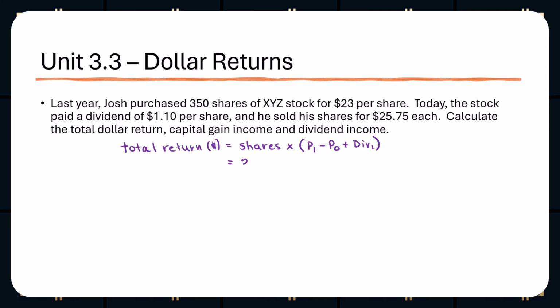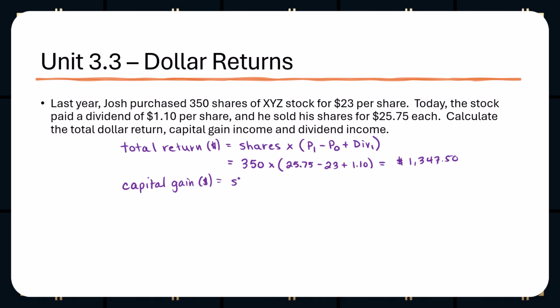If we write that out, that would be 350 shares times the $25.75 that he sold each share for, minus the $23 that he paid per share, plus the $1.10 that he received from the dividends. If we do this in a calculator, we find that Josh earned a total dollar return of $1,347.50.